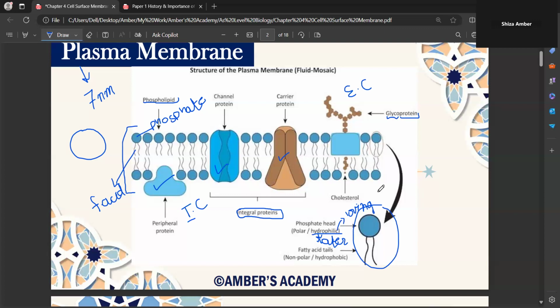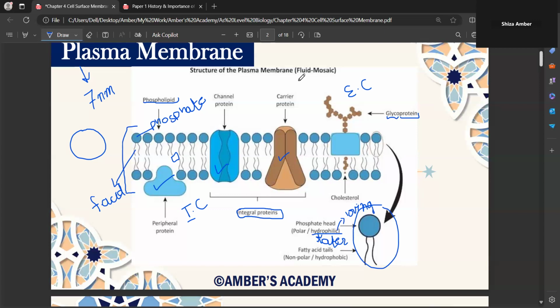All right. So then you also need to remember that in this plasma membrane, you will see cholesterol in the middle many times, and there's an important function of cholesterol as well. So we'll talk about it deeply as well. I hope we are clear with the structure.